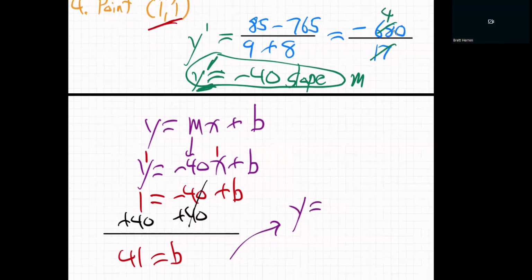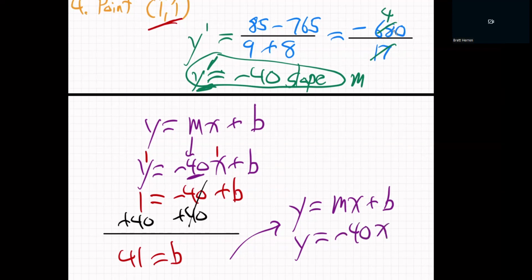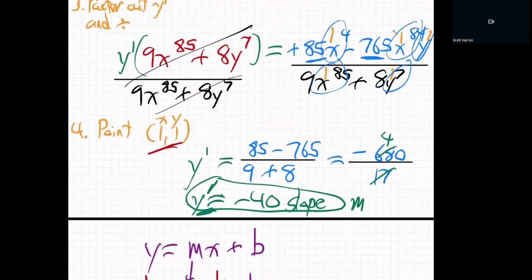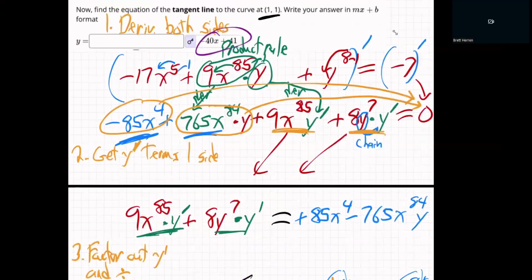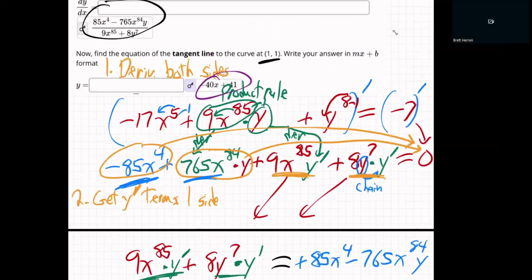Y equals mx plus b. What was m again? Negative 40, x, and what was b? 41. So y equals negative 40x plus 41. That's beautiful. It's a lot of work. And there we go.